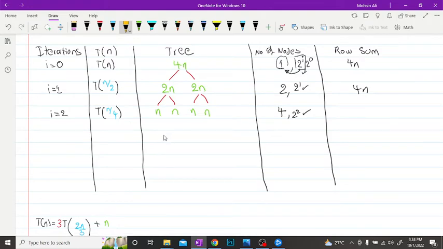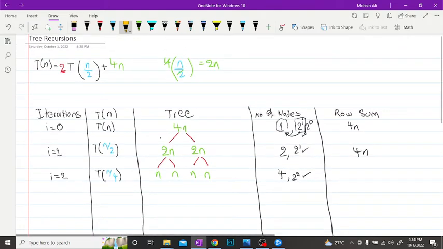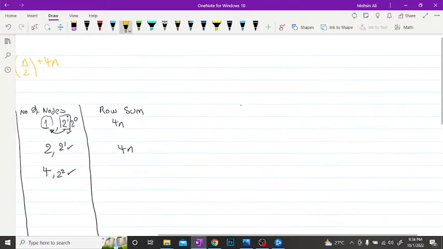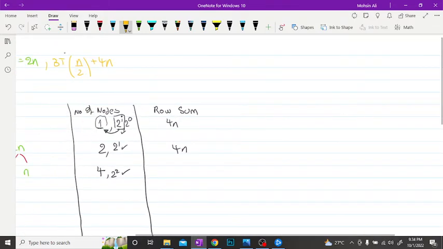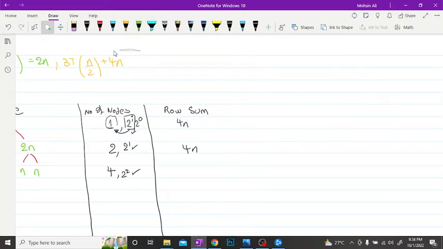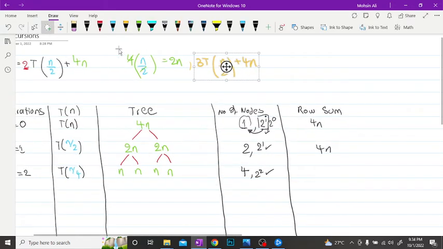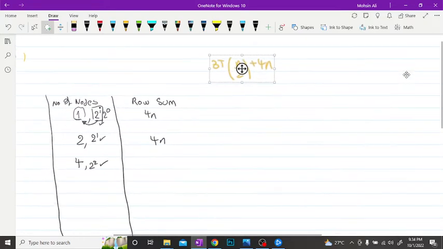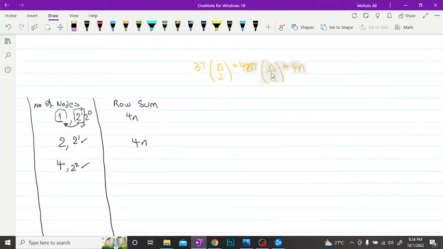Okay, let's try to see another case. Let's say I had a function, for example, 3T(n/2) plus 4n. What would be the behavior that I would be seeing over there? In this case, wait, let me just take this. So we are just going to pause this for a moment because there's a general formula that we can figure out for this number of nodes.